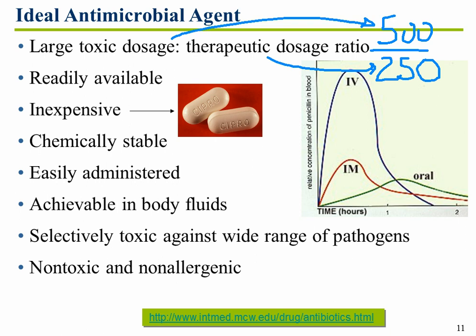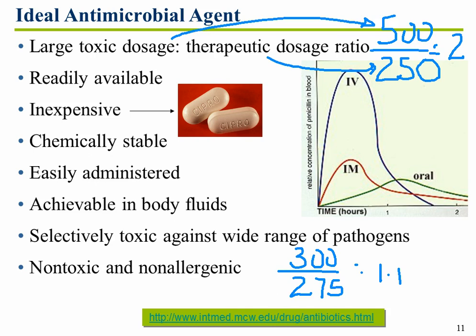Let's go to drug B. Drug B, let's say, has a toxic dosage of 300, and its therapeutic dosage is 275. Let's say this is milligrams. Well, now your ratio is only about 1.1, whereas up here it was 2. So which one is better? The first one that I gave you, with a ratio of 2.